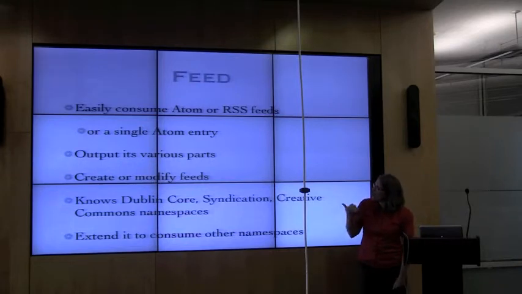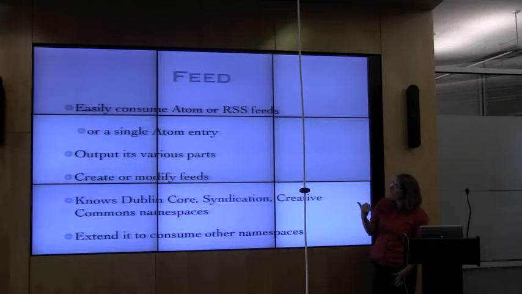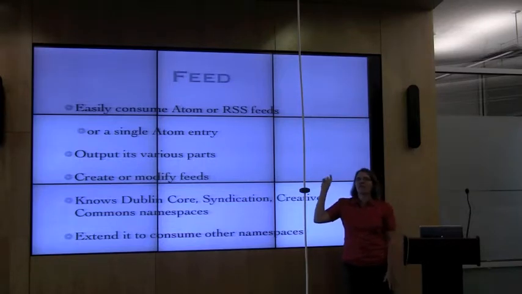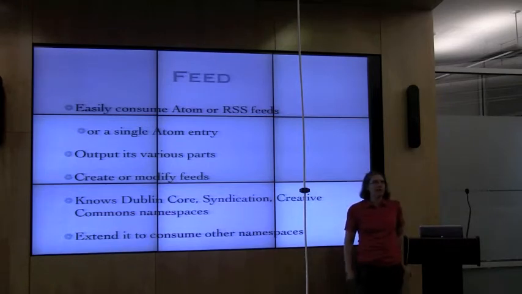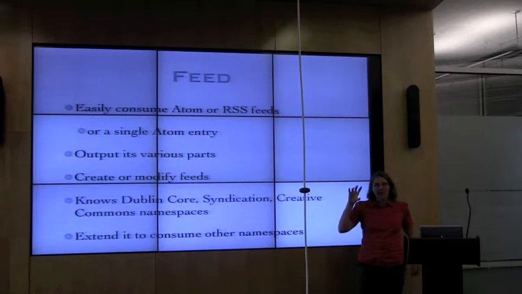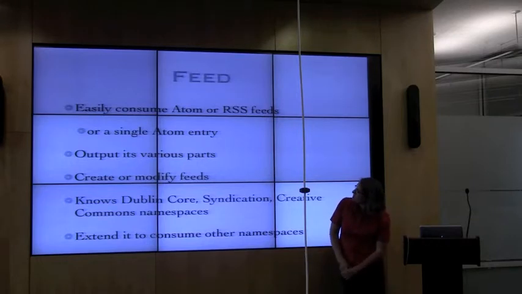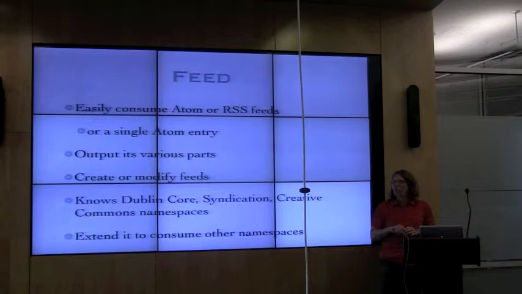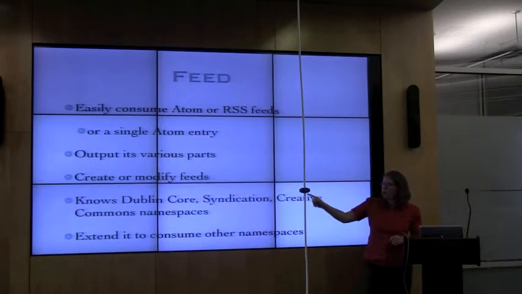Probably the one that I found most useful is the feed one. It allows you to easily consume Atom or RSS feeds, or a single Atom entry. So if you've ever used Google's APIs and looked at a single calendar entry in Google, it's a single Atom entry without any wrapper. It allows you to output the various parts of the Atom and modify feeds. What's really nice is it knows Dublin Core.